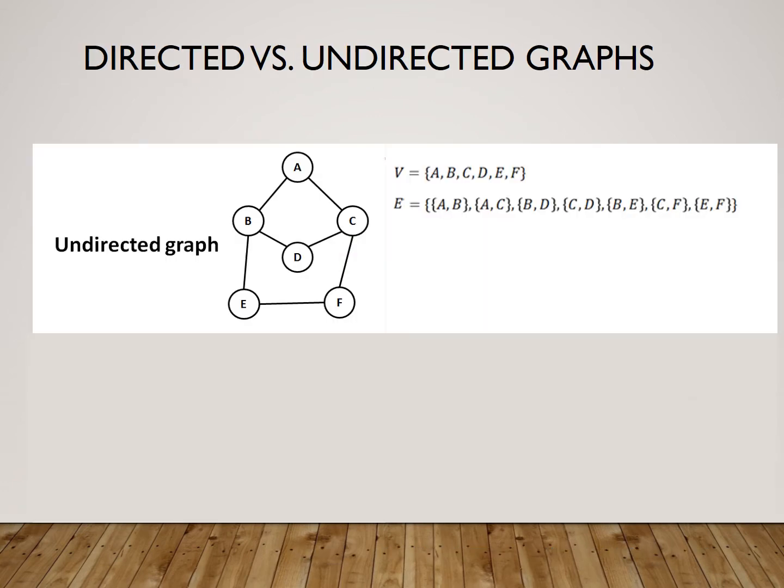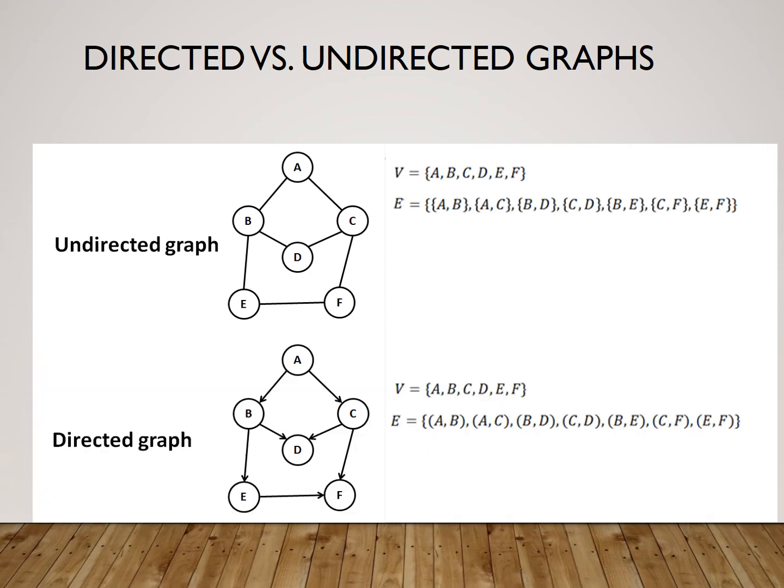For an undirected graph, each edge connects two vertices without any particular direction. So, an edge AB can also be specified as BA. For a directed graph, however, the direction is only one way. For example, from A to B, but not from B to A.